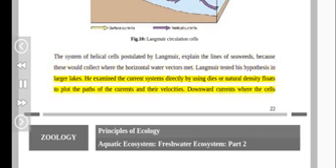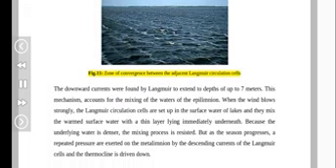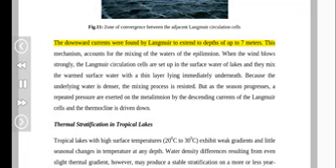He examined the current systems directly by using dyes or natural density floats to plot the paths of the currents and their velocities. Downward currents where the cells merge were as high as 4 centimeters per second, and the corresponding upward currents where the cells parted were as high as 1.5 centimeters per second. Fig. 11. Zone of convergence between the adjacent Langmuir circulation cells. The downward currents were found by Langmuir to extend to depths of up to 7 meters. This mechanism accounts for the mixing of the waters of the epilimnion.